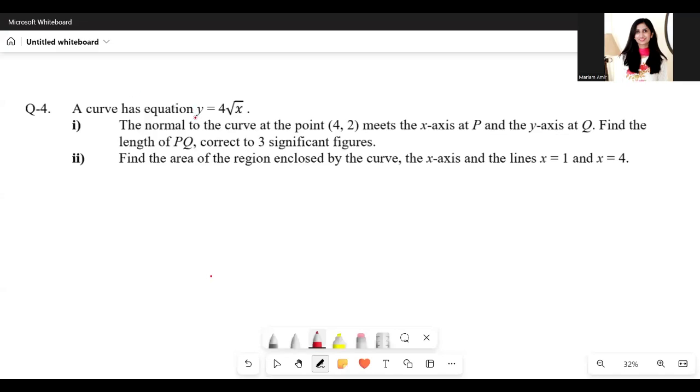A curve has equation y equals 4 under root x. The normal to the curve at point (4, 2) meets the x-axis at P and the y-axis at Q. Find the length PQ, correct to 3 significant figures.